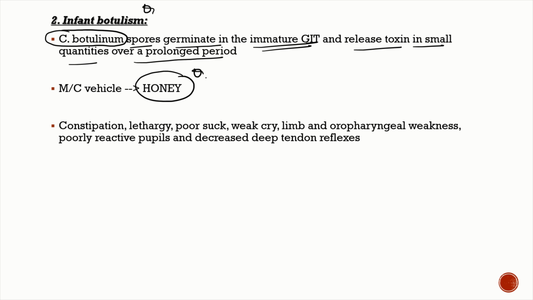This is an important question, and the presentation is constipation, lethargy, poor suck, weak cry, limb and oropharyngeal weakness with hypotonia, dilated unreactive pupils, and decreased deep tendon reflexes. So it's an areflexic paralysis. This is the presentation of infant botulism.